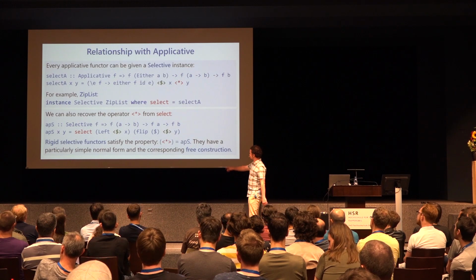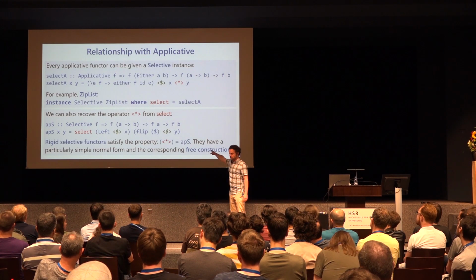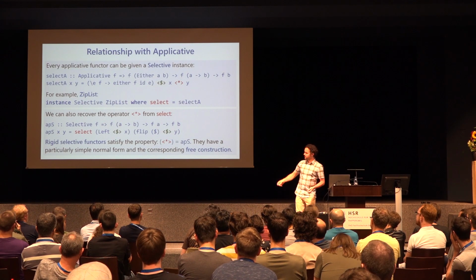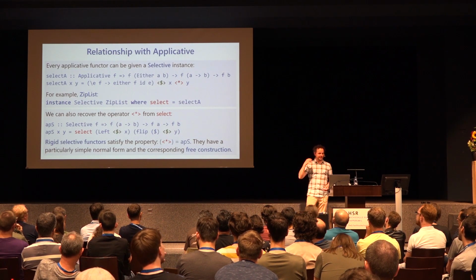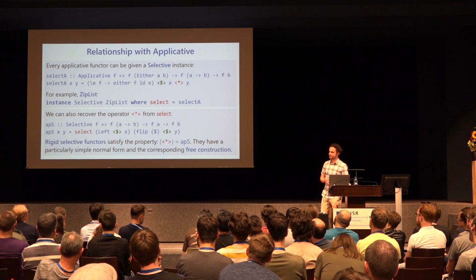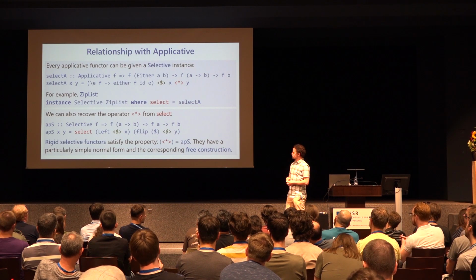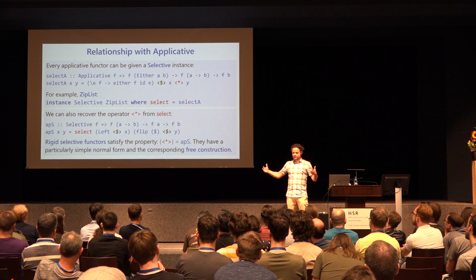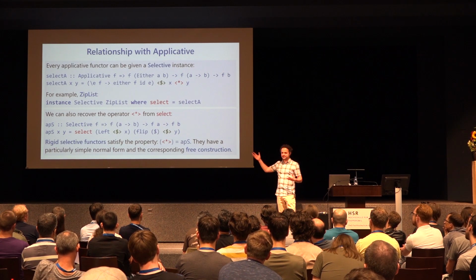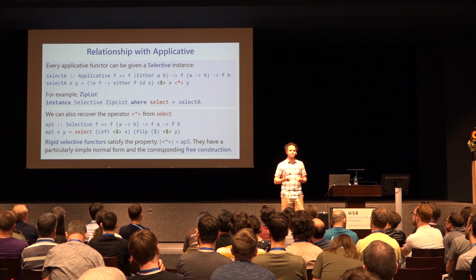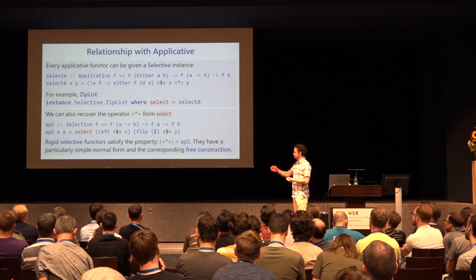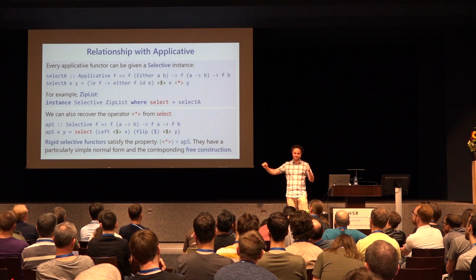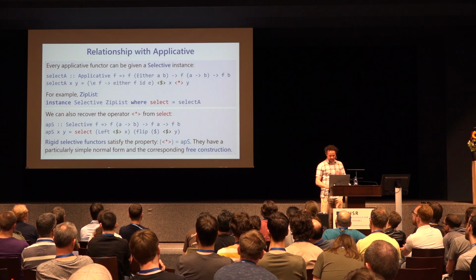But there are some selective functors for which this property holds. So some selective functors actually can use apply equals ap s in the implementation of the applicative instance, and we call such selective functors rigid, because they have a very rigid structure in the sense that apply doesn't produce any difference. You can just use the select operator and that's it. And this leads us to a very simple free construction, which is a sequence of select operations one after another.